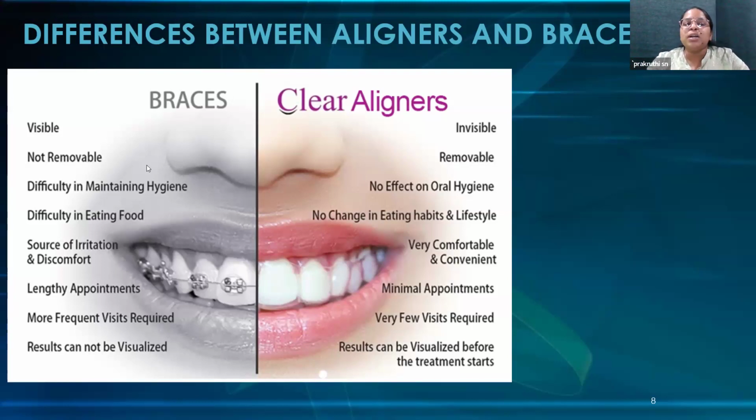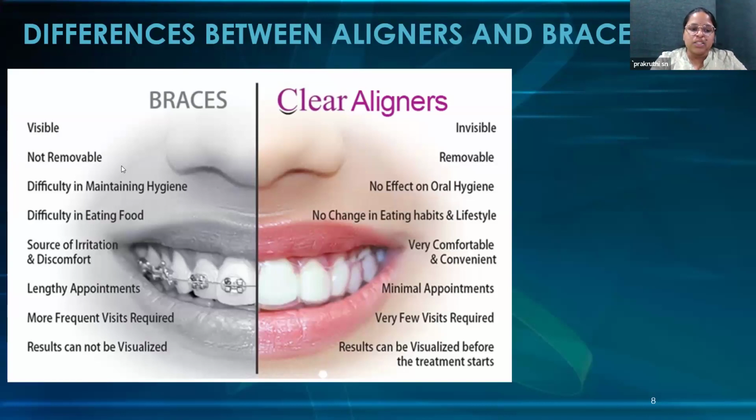The minute you bond brackets onto the patient's mouth, you will come up with a list of instructions that you will be telling the patient, right? Not to eat anything with the front teeth, to cut food into small pieces and mainly bite from the occlusal table of the posterior teeth. But with clear aligners, absolutely there are no changes in eating habits or lifestyle as such. So braces, to an extent, act as a source of irritation and discomfort. Clear aligners are more comfortable and convenient.